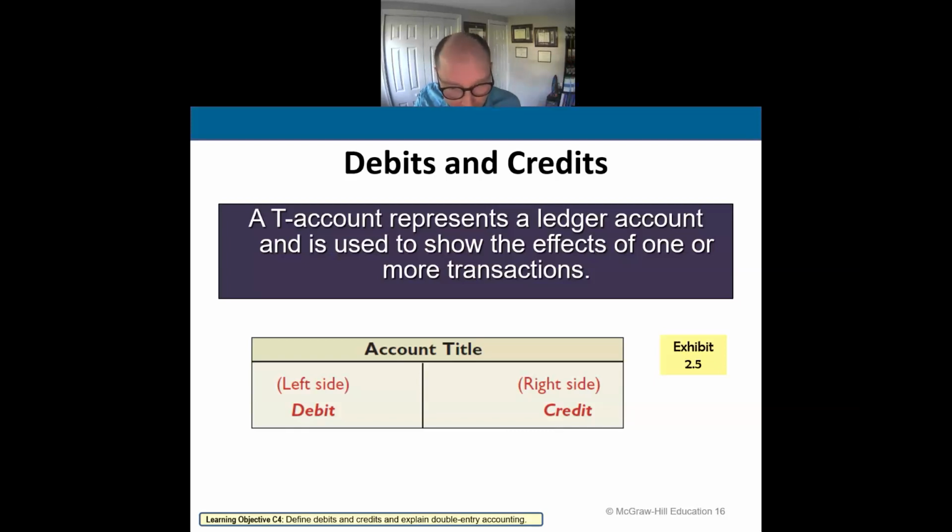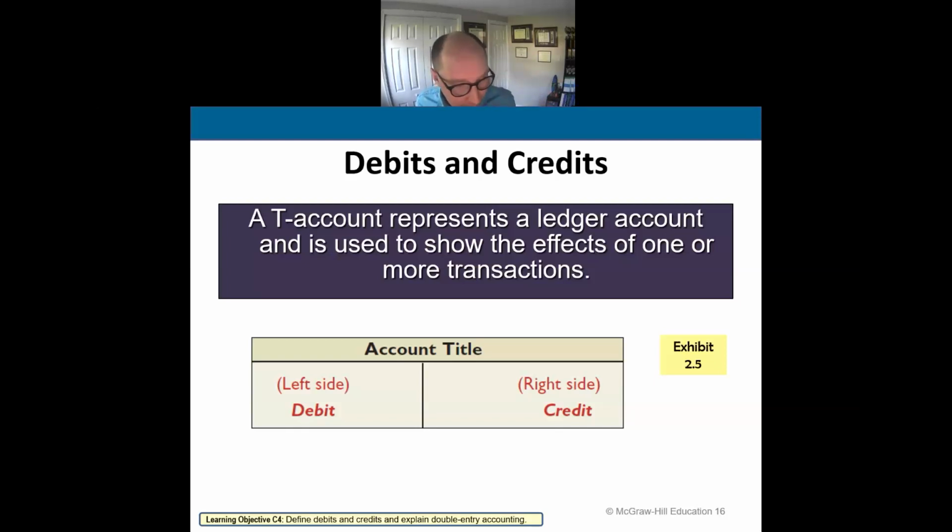When you debit an asset account, you're increasing the asset account. When you credit an asset account, you're decreasing the asset account. Debit on the left, credit on the right. It's always that way, always. The opposite is true with liability accounts and equity accounts.